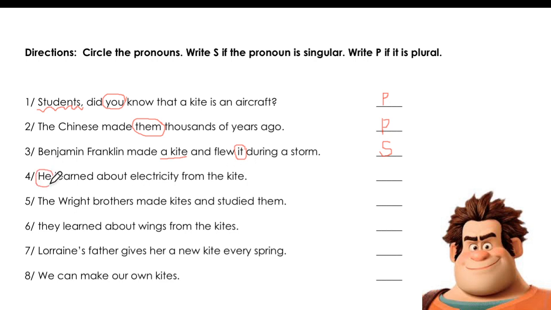He. He means Benjamin Franklin. So he, Benjamin Franklin, is one man. That means the pronoun he is singular.